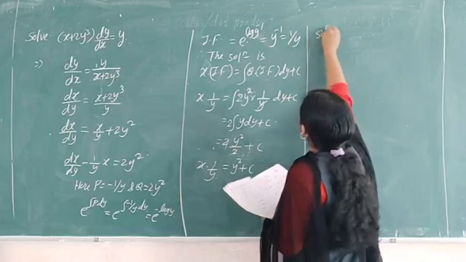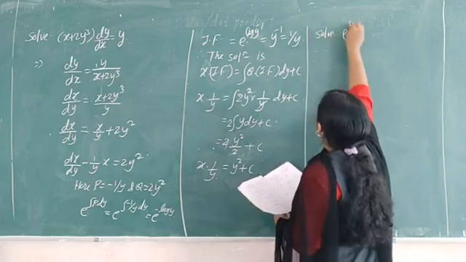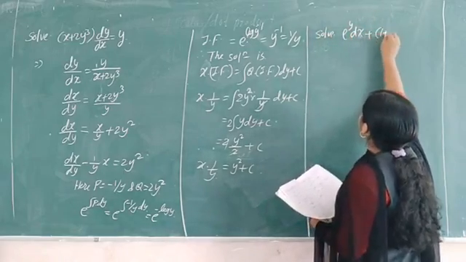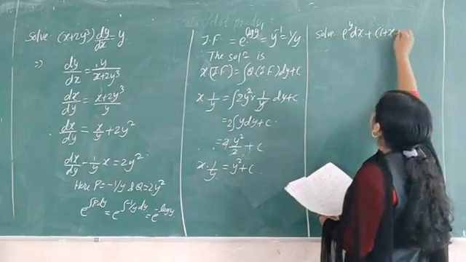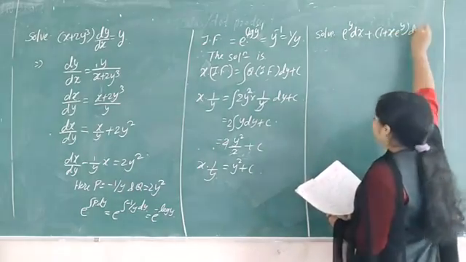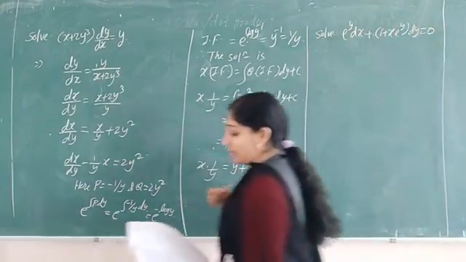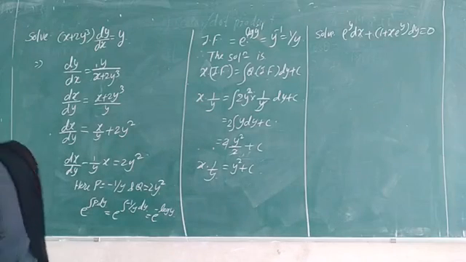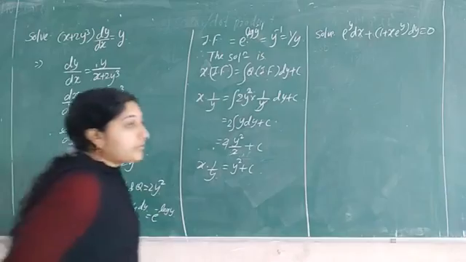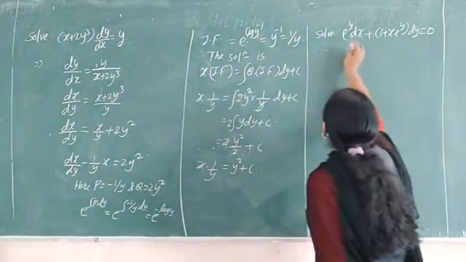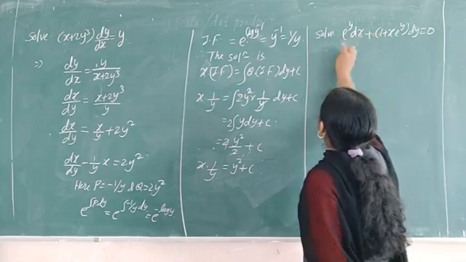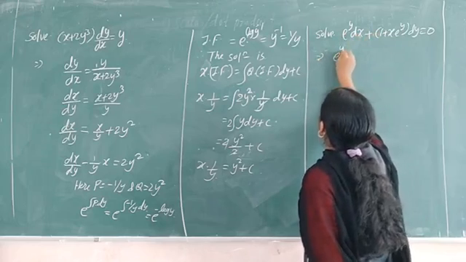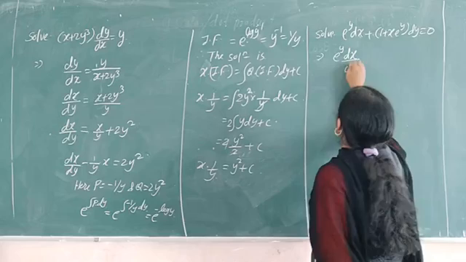Solve e to the power of y dx plus 1 plus x into e to the power of y dy is equal to 0. If you check again, you will get functions of y. Then for that make it in the form of dx by dy. So here we have already e to the power of y dx. So we will get e to the power of y divided by dy here.